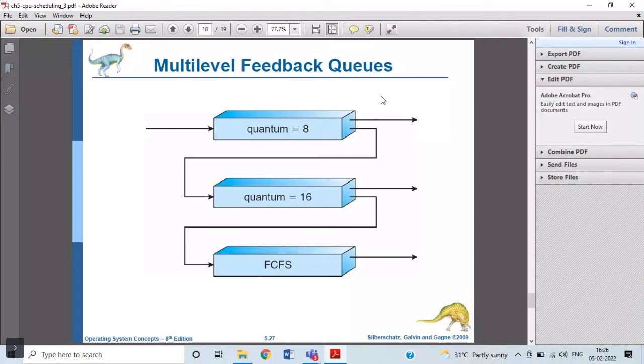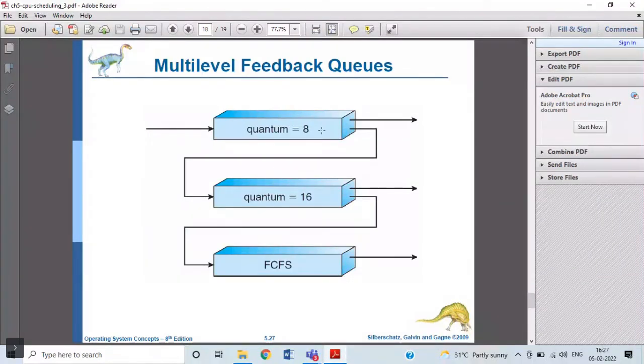The total burst time, that is the execution time, is equal to 32 seconds. Consider a process that requires 32 seconds to complete its execution. The process enters the first queue, where it has been allotted only 8 seconds, but it requires 32 seconds in total. So at first it executes for 8 seconds.